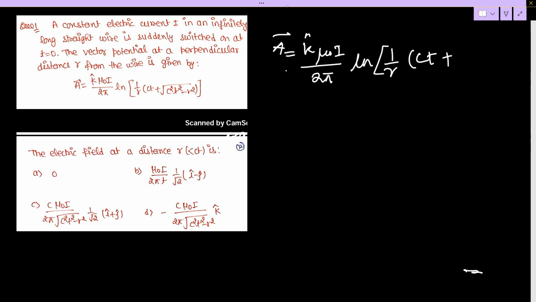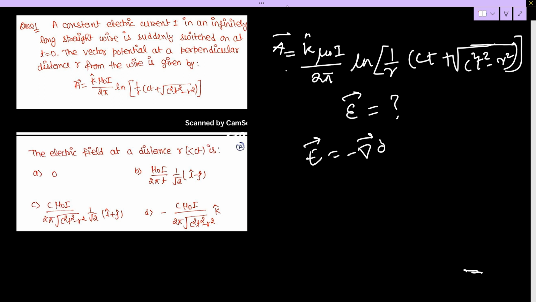Alright, so what are you asked? You are asked for the electric field at a distance r. So how will you calculate the electric field? We know the electric field, from the gauge and gauge transformation, is E = −∇φ − ∂A/∂t.